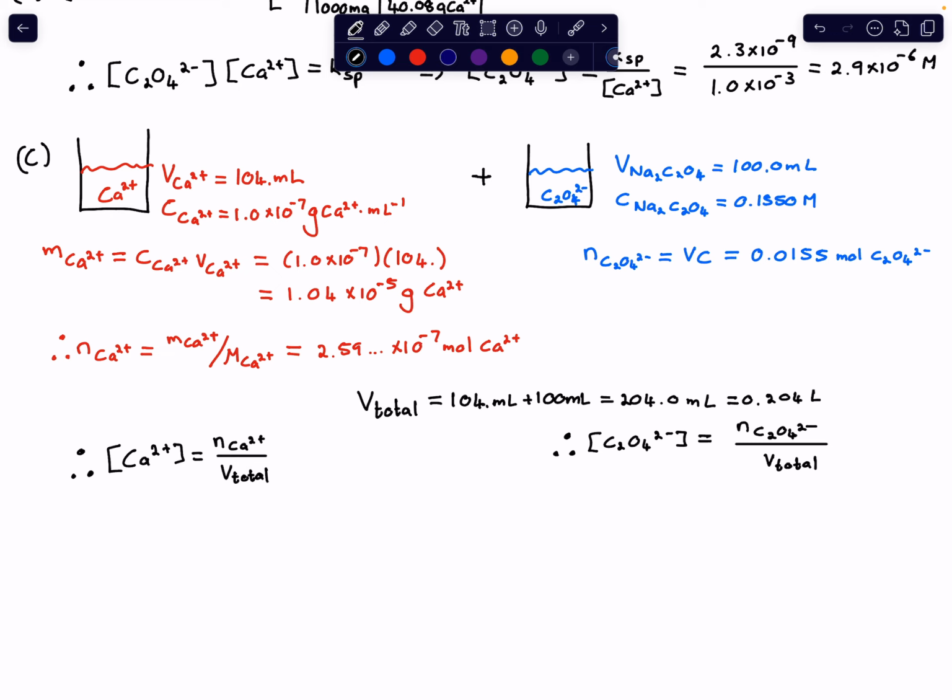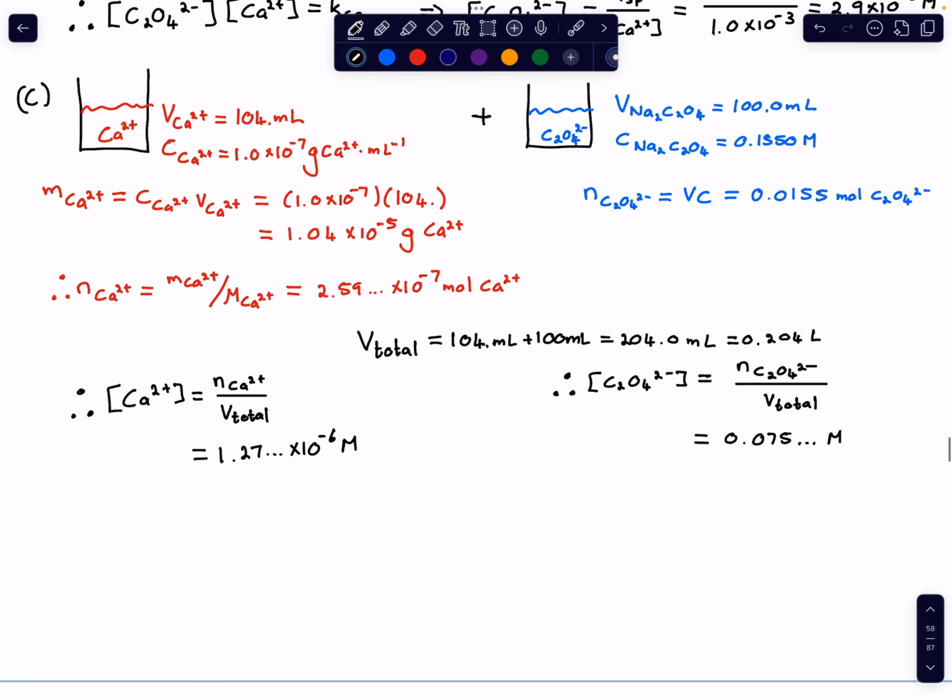Alright, and then you can calculate each of these. So the concentration of the calcium is 1.27 times 10 to the negative 6 molar, and the oxalate has a concentration of 0.075 molar. Alright, so now that we have that, how do we determine whether or not something forms a precipitate?